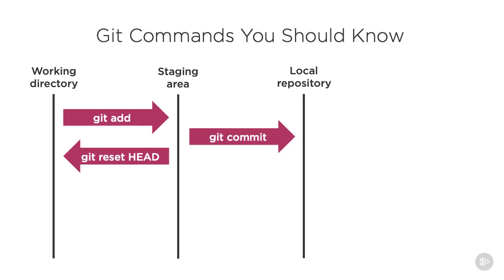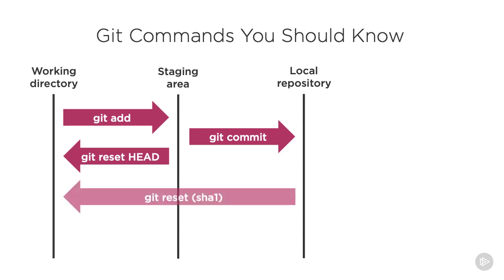Assuming you want to keep the changes, you can commit them to the local repository using git commit and supply a commit message describing the updates. Even after changes are committed, you can travel back in time to an old commit using git reset followed by the commit ID, which is a SHA-1 hash.